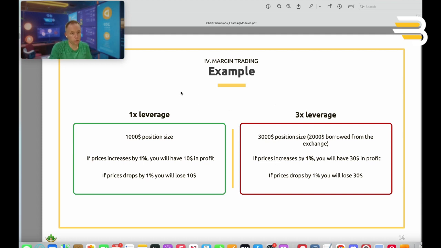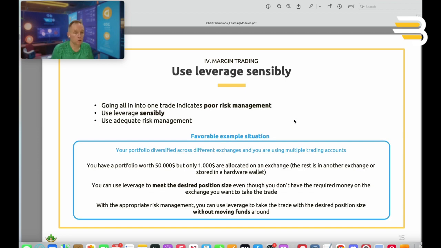What I want you to keep in mind here is both of these positions, the one on the left in green and the one on the right in red, they both were taken with $1,000. Traded with only $1,000, the exact same amount. The reason this says 3,000 is this was on 3x leverage. And so just like your position size is magnified or increased with leverage, your gains and losses, your percentage moves, are also magnified. Using leverage trading sensibly: going all into one trade indicates poor risk management. Definitely.